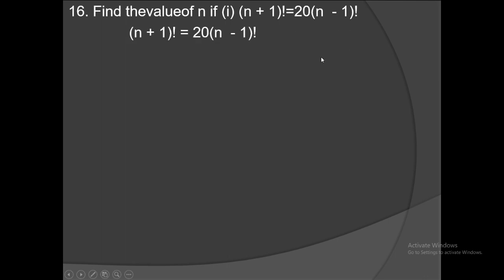Okay, right. Now write the question. Now I told you to find the biggest number. This is the biggest number, isn't it? For example, if I substitute 2, then 2 plus 1 is 3 factorial, and 2 minus 1 is 2 factorial. So this is the biggest number.